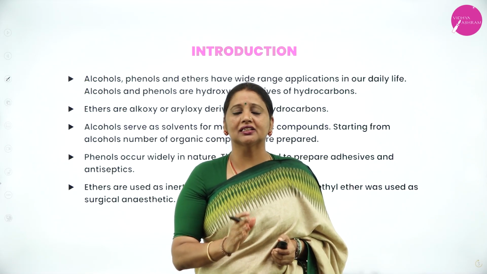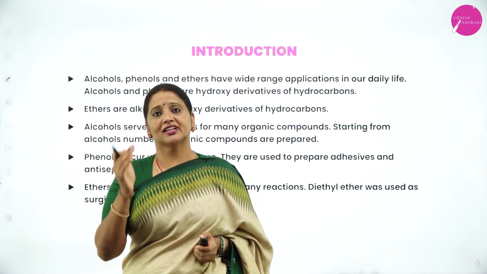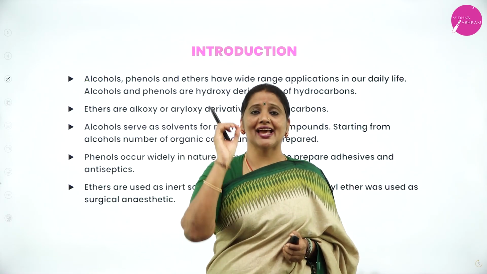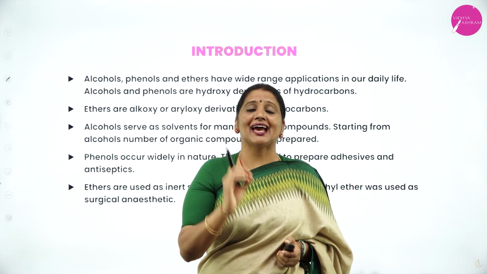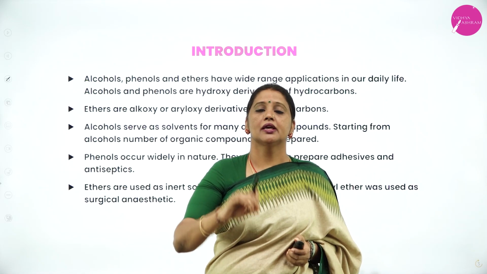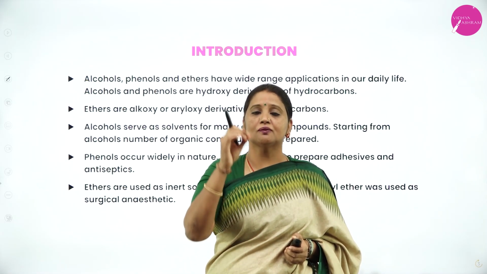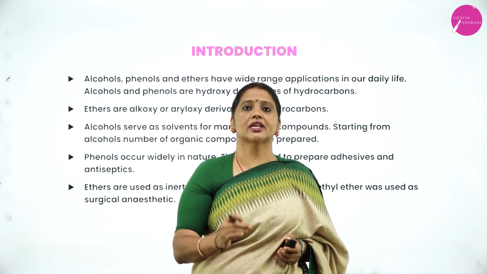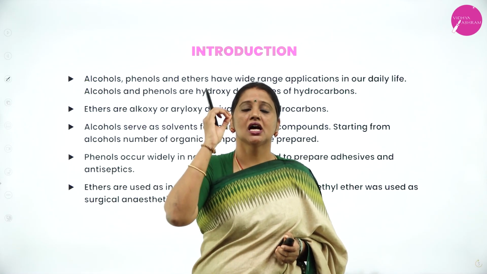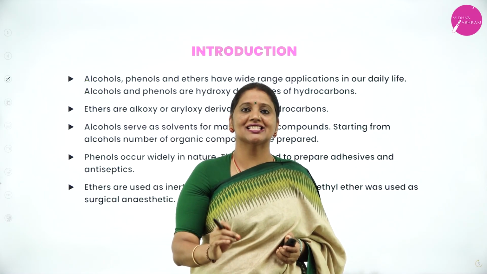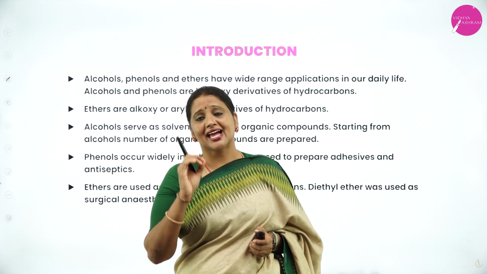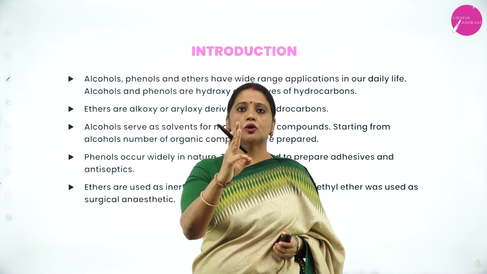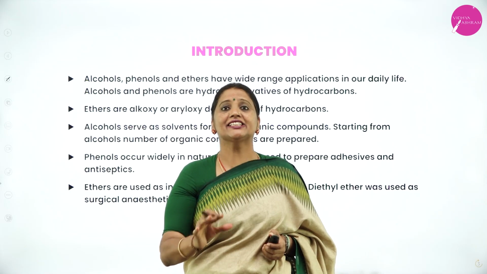As you know, organic compounds are classified into different categories based on functional group. What is functional group? Functional group is an atom or a group of atoms which gives a characteristic property to an organic compound. Based on functional group, organic compounds are classified into different varieties like haloalkanes, haloarenes, alcohols, phenols, ethers, aldehydes, ketones, carboxylic acid, esters, acid amides, acid halides, etc. In this chapter, we have to study 3 organic compounds: alcohols, phenols and ethers.